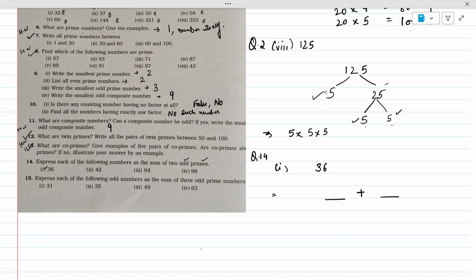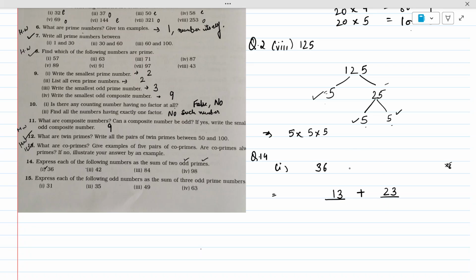We know that 36 is what? 36 has half 18. We cannot use 18 here because 18 is an even number. So how can we express this 36? We can take one number as 13. Now 6 minus 3 will give me 3. 3 minus 1 will give me 2.